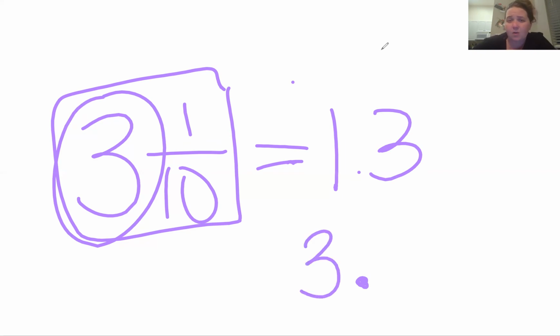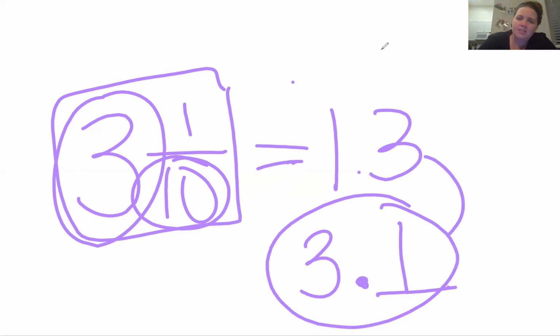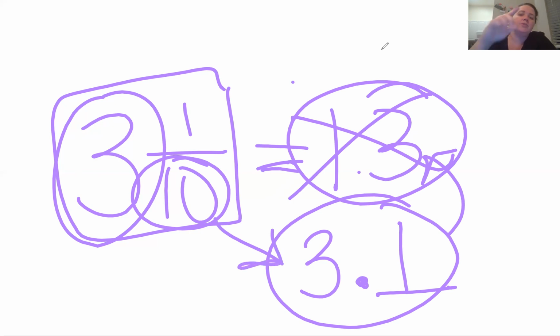I have 3 wholes. Then I look at my decimal point and ask, what place value am I in? I'm in the tenths, and I have 1 in the tenths. Is this what I see there? No, it's not. Does this equal that? No, it equals 3.1. Okay.